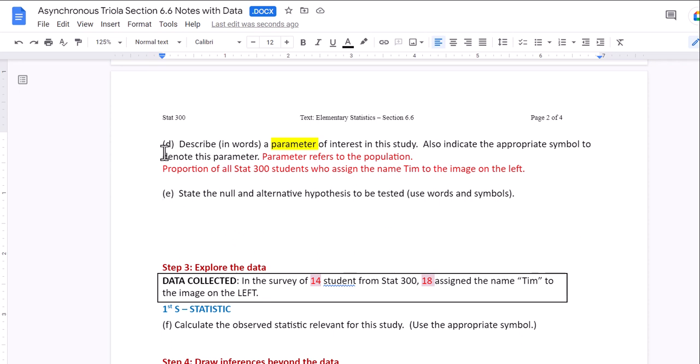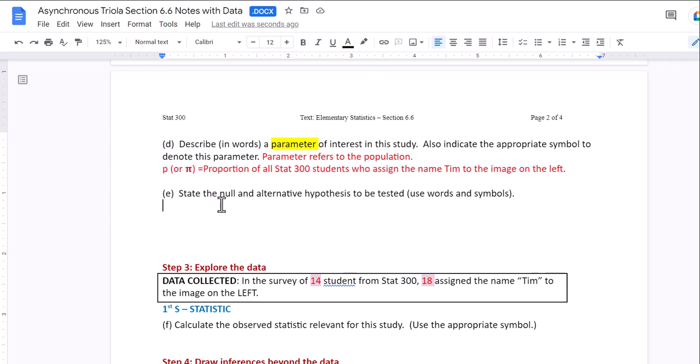One thing I just realized we forgot to put in is the symbol here. It says indicate the appropriate symbol. Last time, when we were studying section 6.3 and 6.4, I talked about the parameters for the different variables, categorical versus quantitative. So here the parameter, the symbol, will be P, the lowercase letter P, or the Greek letter pi. So let's write that in. All right, so P or pi.